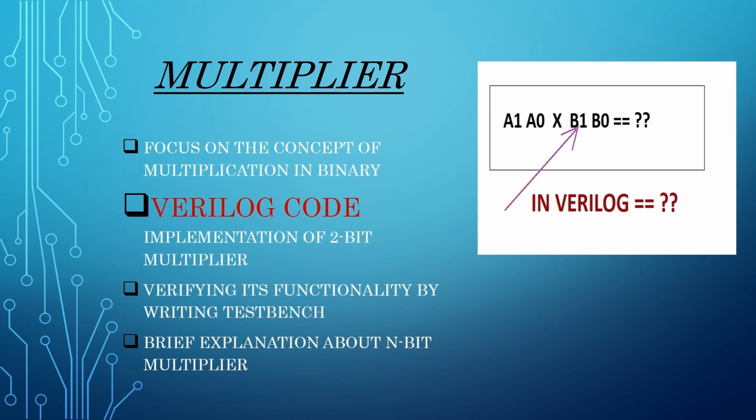Today I would like to discuss the multiplier. That means how to multiply two n-bit binary numbers. Let us see how to do it.